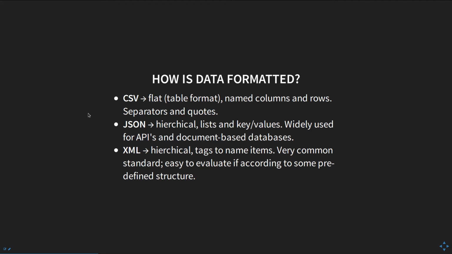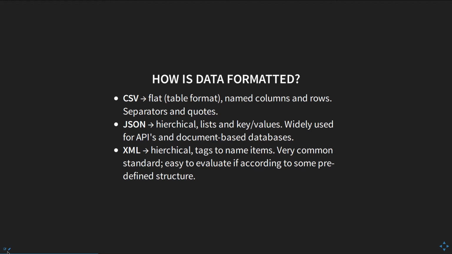It's basically a flat data structure. For example, opening it in Excel, you could see that it's a table format. There are columns which are named by some headers, and then there are rows of data. Generally, this file format uses commas as separators, and then quotes to also include these in, for example, text that you might have in this data.